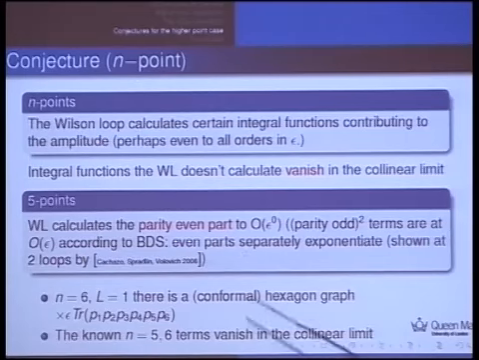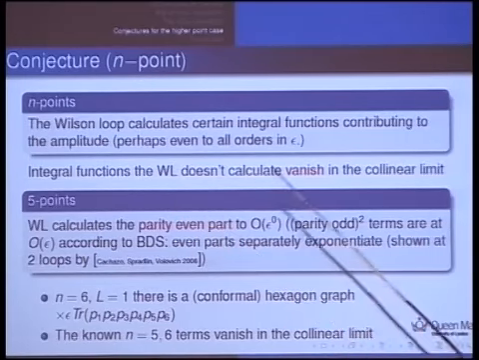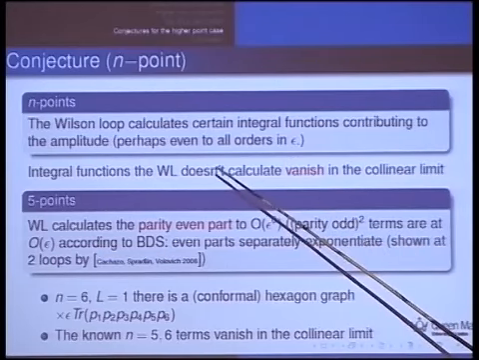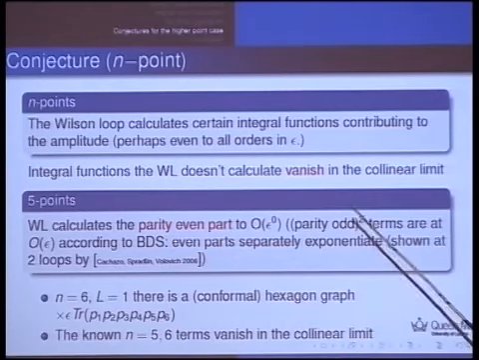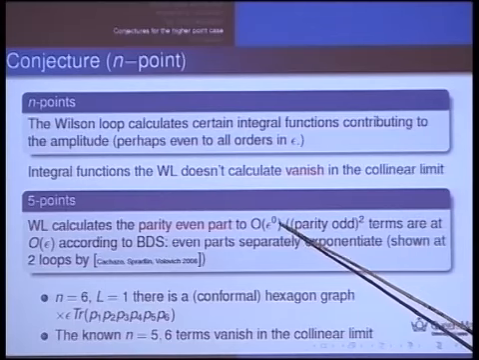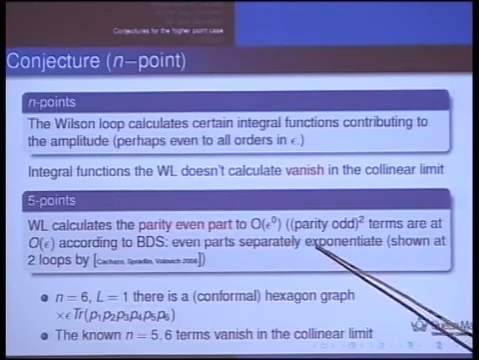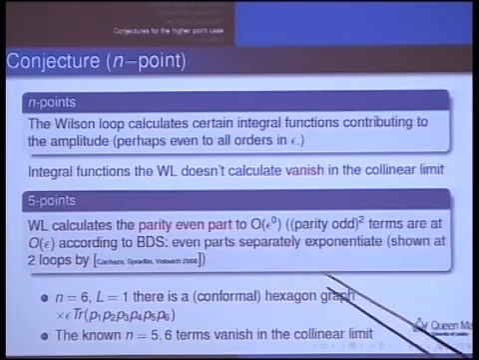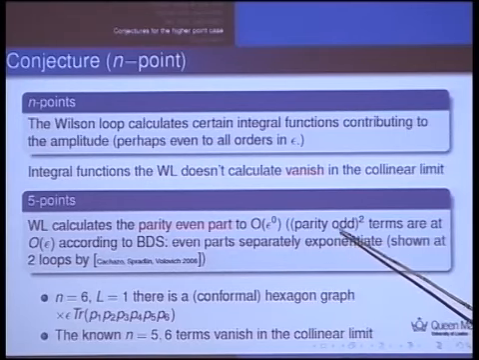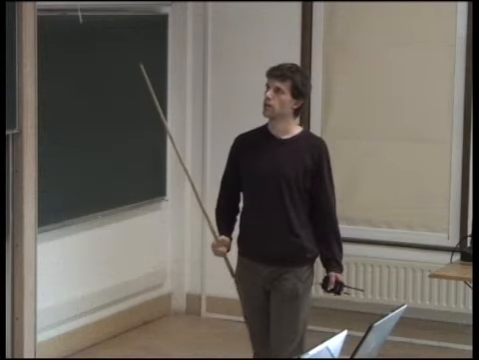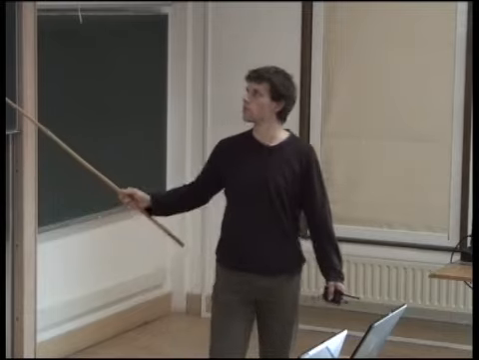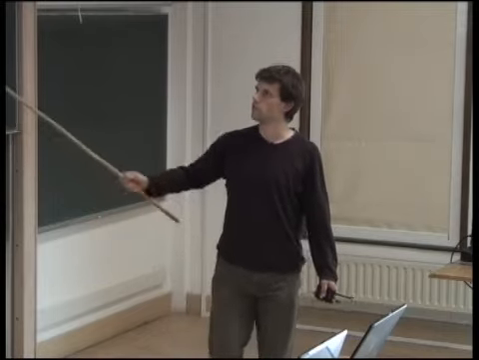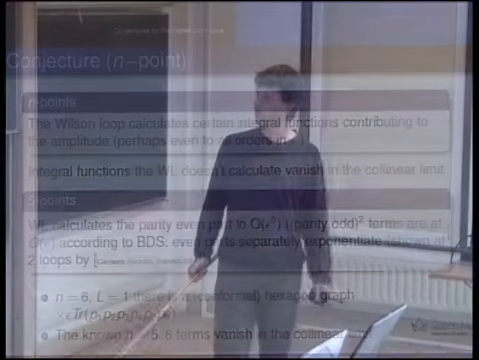So one could speculate that that continues to hold. And then at 5 points, there's also this idea about the parity even, parity odd part. So one could hope that the Wilson loop calculates the parity even part to order epsilon to the 0. This is still possibly true because the even parts separately exponentiate, which is shown at 2 loops in this paper. But in fact, it's possible that it could hold at higher loops because these parity odd squared terms, according to BDS, will occur at order epsilon. This you can see quite easily.